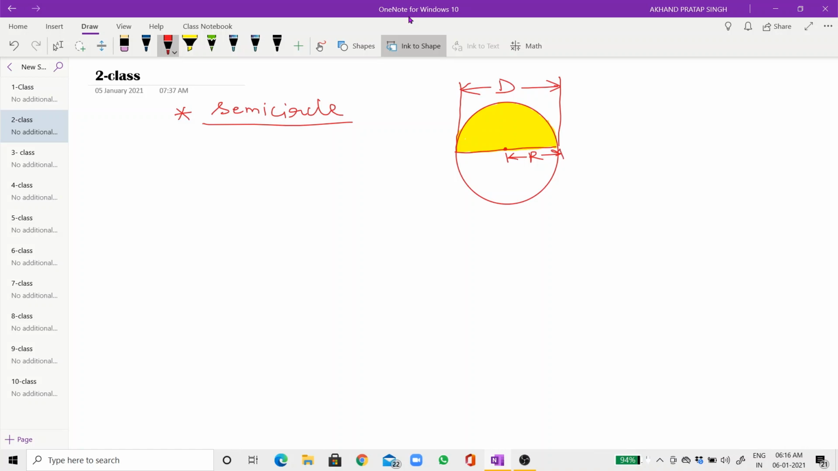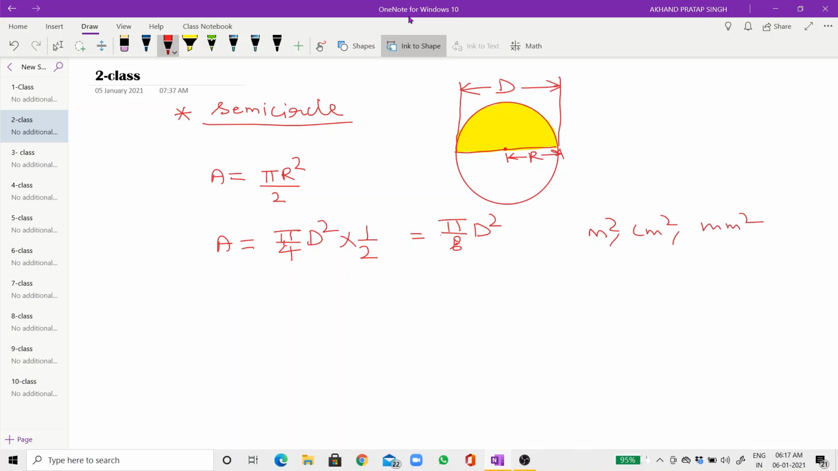So what is the area of a semicircle? The area of a semicircle is just half the area of the circle. Area of circle is pi r square, so you just divide by half. And if you write it in terms of diameter, the area of circle is pi by 4 d square, and you multiply by 1 by 2. So it becomes pi by 8 d square. And the unit, you already know, is meter square or centimeter square or mm square. So this is the concept about the semicircle.